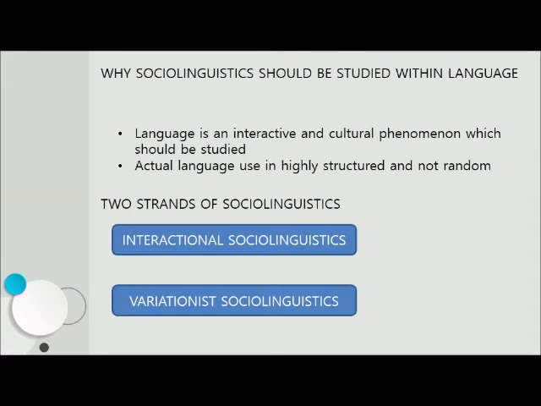Why should sociolinguistics be studied within language? Language is an interactive and cultural phenomenon which should be studied. Actual language used is highly structured and not random. This argument is split into two strands of sociolinguistics. Interactional sociolinguistics focuses on language and its social context, and variationist sociolinguistics focuses on social variation.